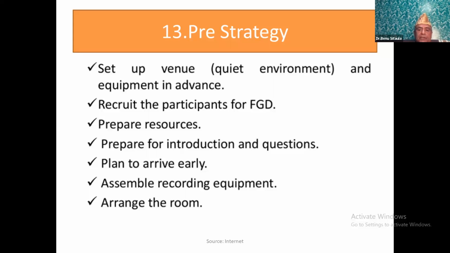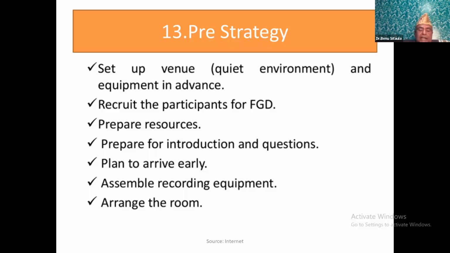And prepare the introduction and questions. What type of questions should be asked over there? This should be considered earlier. Then plan to arrive early. This is the most important, because if the researcher arrives early at the appropriate place, he can manage everything. He can manage the room, the physical arrangement, the furniture, like this.